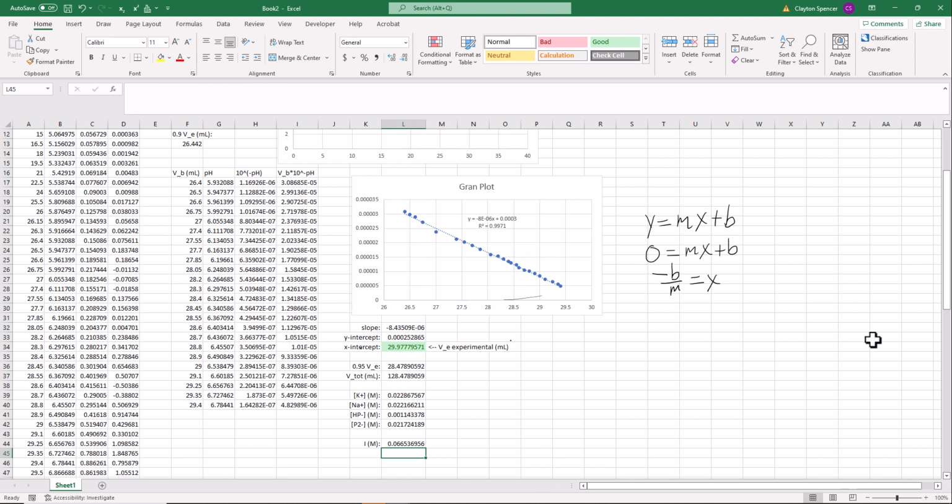Okay, so now we are ready to use this ionic strength to determine what those gammas are, those activity coefficients. So we're going to need to go back to our example and take a look at that.